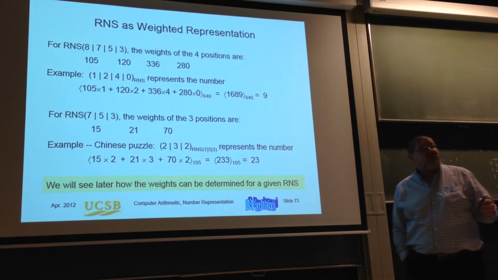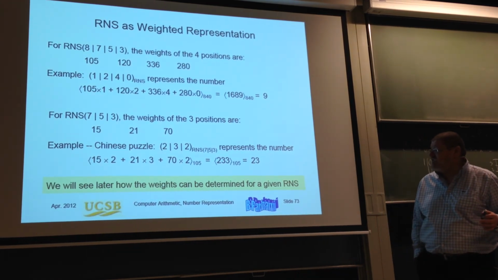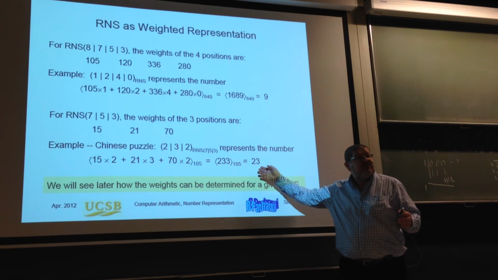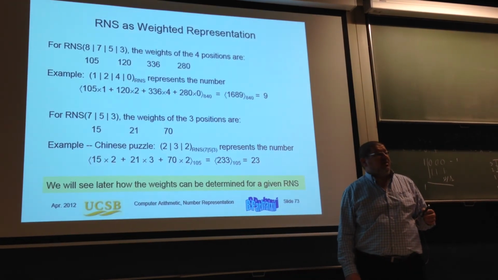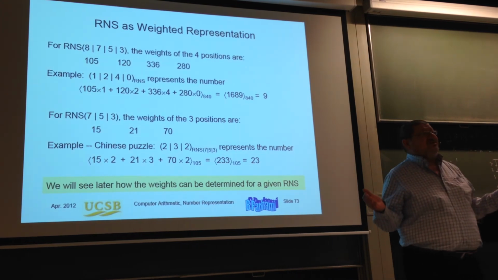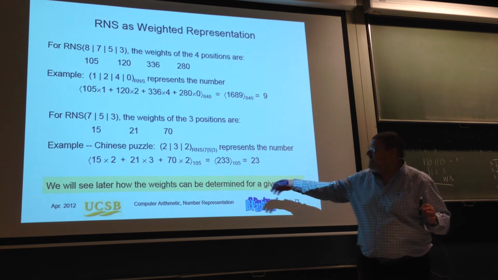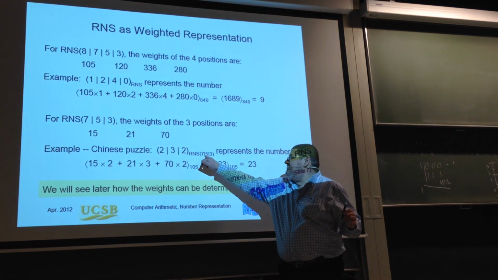For the other system which Sun Tzu was thinking about, the weights are 15, 21, and 17. And the number that he was looking for is 23, or other multiples of 23 within the dynamic range of this one, which is 7 times 5 times 3.